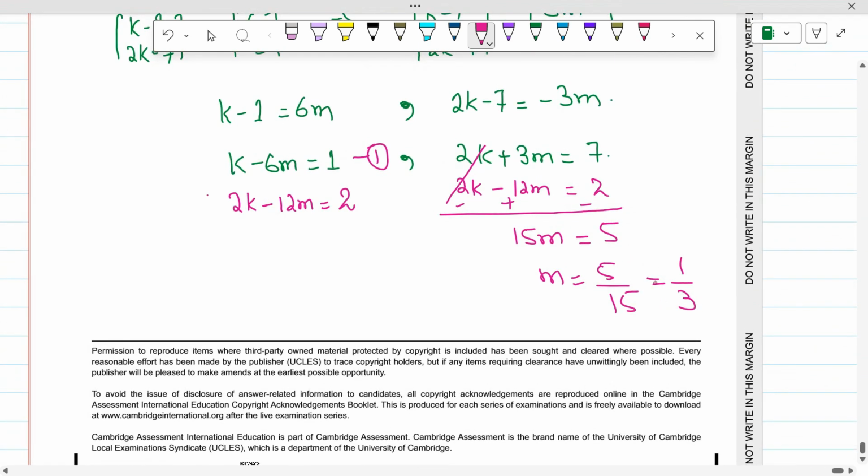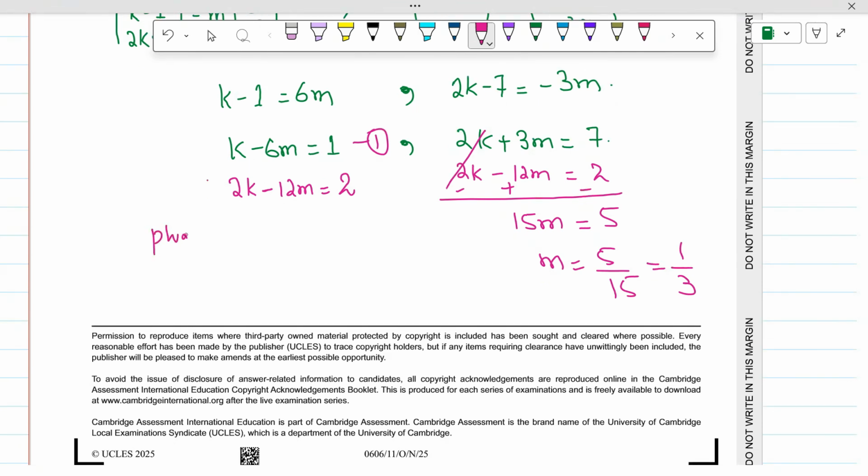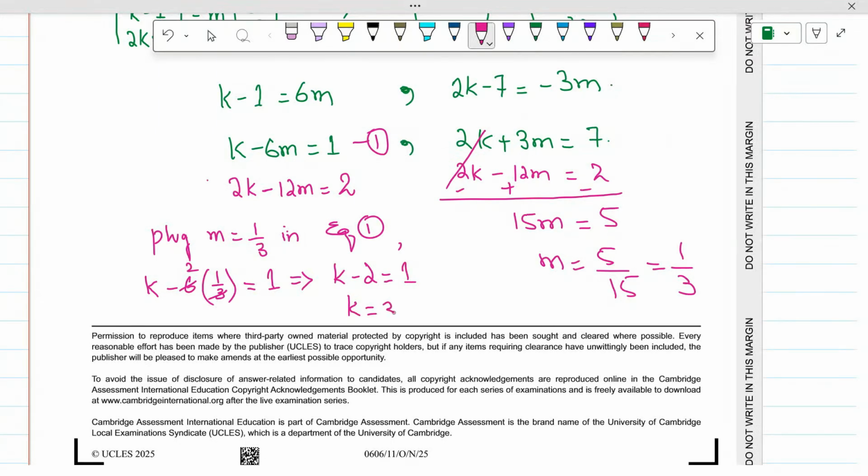Now plug this value of m into equation 1 to get the value of k. Plugging m equal to 1 over 3 into equation 1, we will have k minus 6 times 1 over 3 equals 1. So this one will be cancelled out and we will have 2. So k minus 2 is equal to 1 and k is equal to 3.